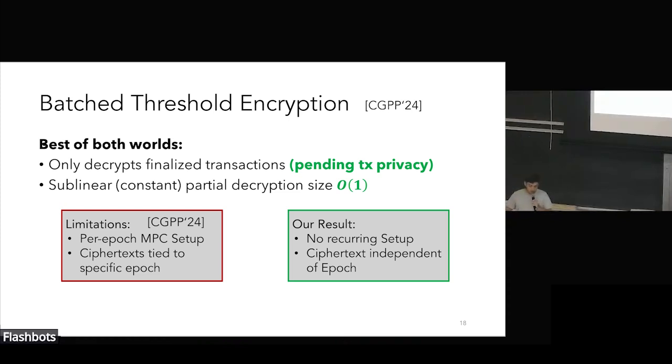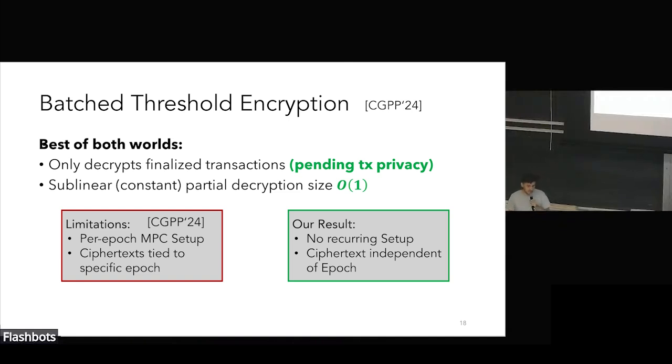However, with their construction, there are some practical downsides. On the one hand, their construction requires a recurring per-epoch MPC setup among the committee members. So before users can even encrypt to a block or to some epoch, the committee members have to run some DKG-like, very expensive MPC setup. And this becomes prohibitively expensive and causes the system to not be able to catch up with blocks or epoch lengths on the order of maybe 10 seconds.